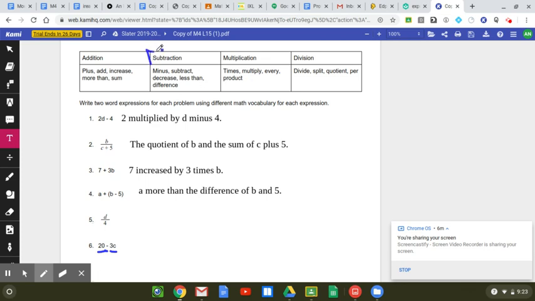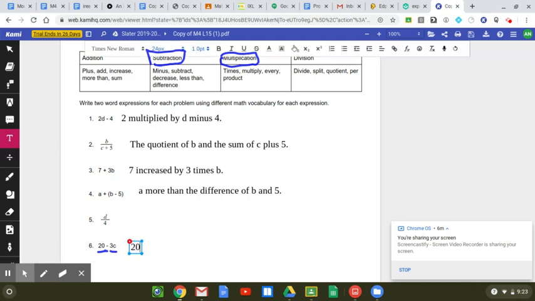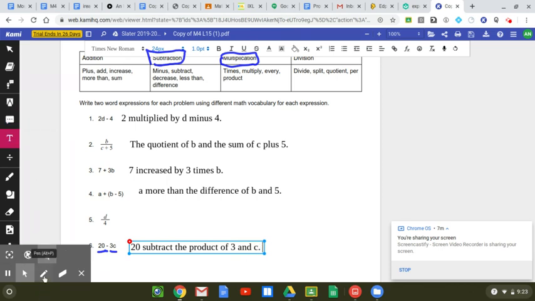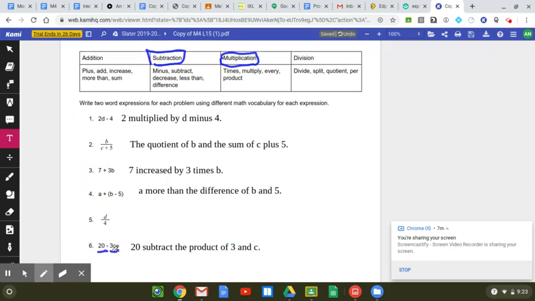Okay, here I have 20 minus 3 times c. So I have subtraction, and I have multiplication. Okay, so let's see. I could do 20 subtract the product of 3 and c. So again, that's just one example of a written expression I could use to describe this expression here. There's lots of different possibilities. You just kind of want to stick to these terms.